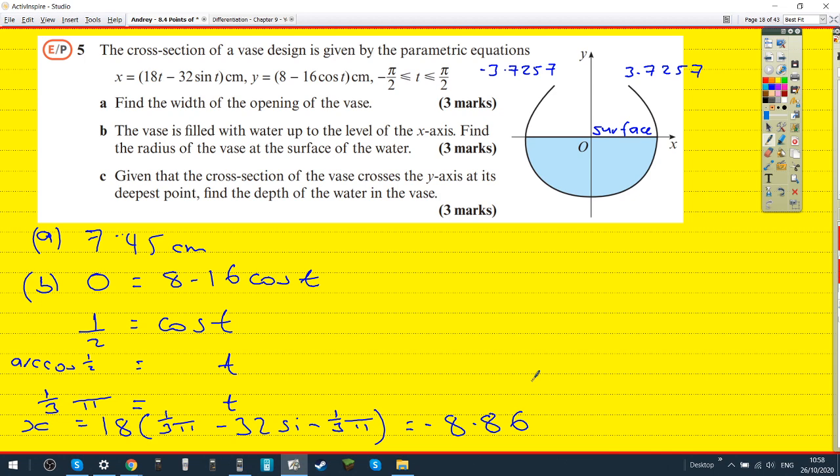And so radius? Do I need to divide that by 2? If my understanding is correct, we said here y is 0. At this point, y is 0, t is a third pi, and x is minus 8.86. You would double it to get the diameter. So is the radius just going to be 8.86 then? Yep. Okay. Centimeters.